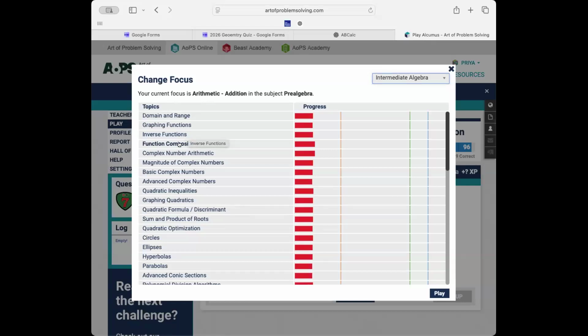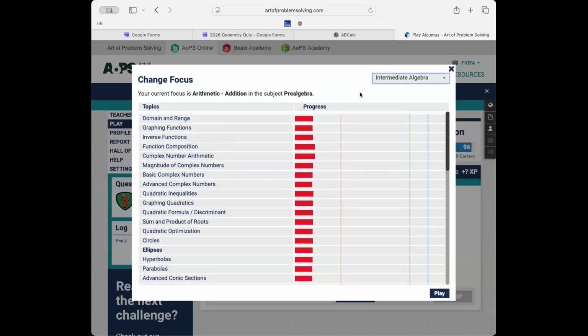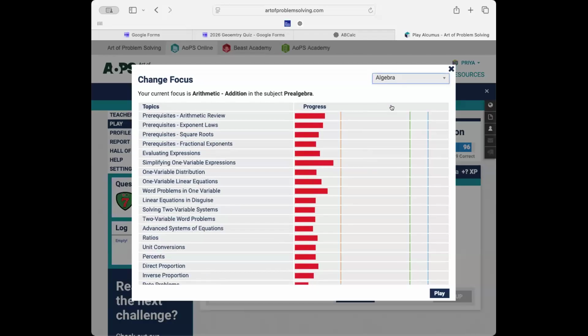Inverse functions we covered, remember? Composition we covered, remember? See? Graphing functions, domain and range, these all you can handle. You don't know about complex number arithmetic, don't worry about it. You don't have to go here and practice, okay? But what else? We have not covered any of these, so you better go to algebra.